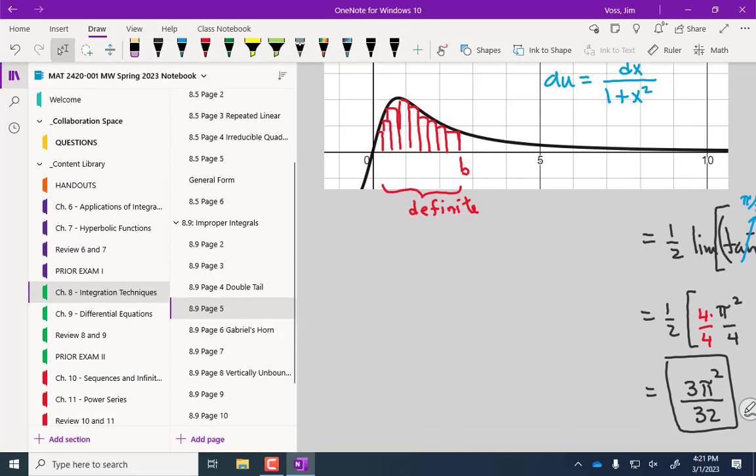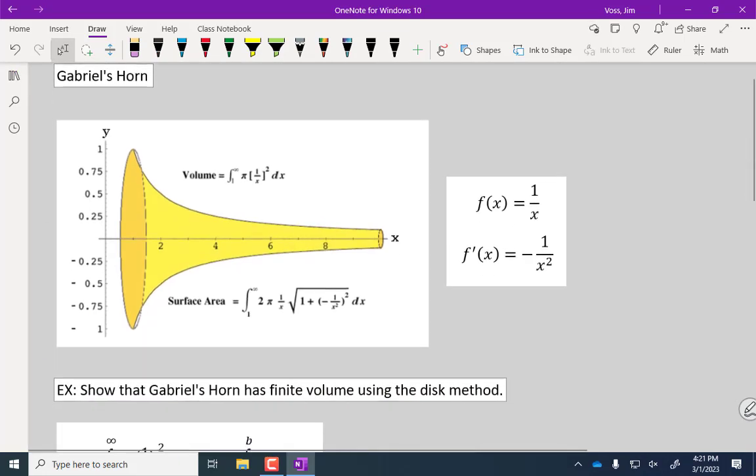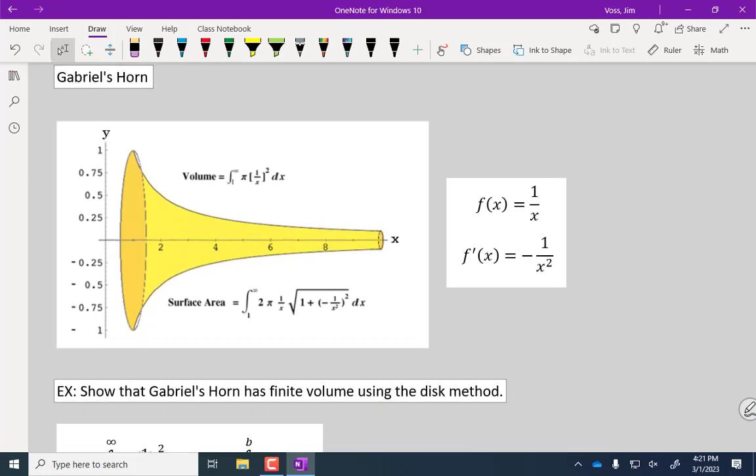It's time to go to Gabriel's horn. Okay, Gabriel's horn. You guys know about Gabriel's horn? Finite volume, infinite surface area. Start to get to some of these weird abstract shapes. Finite volume, infinite surface area.